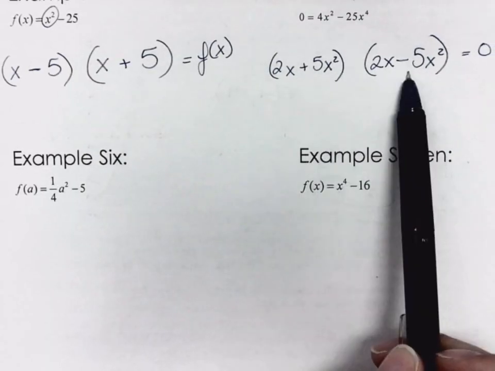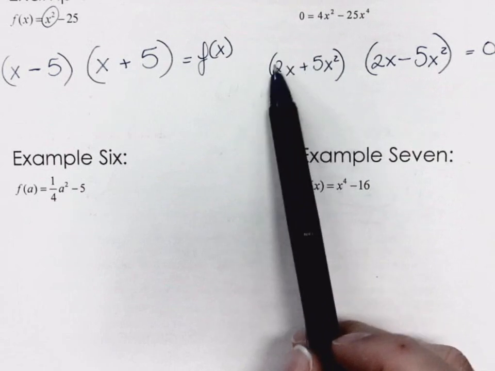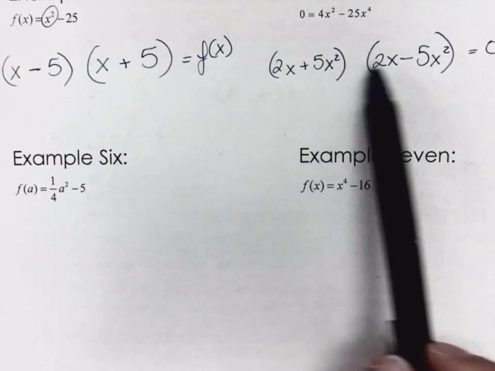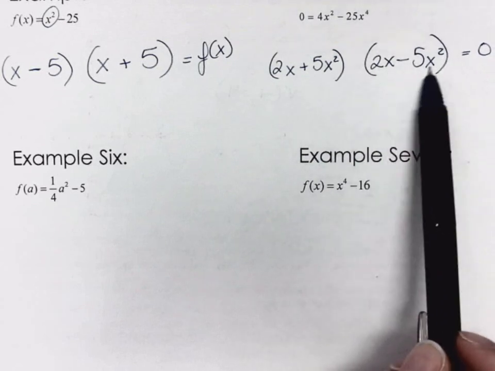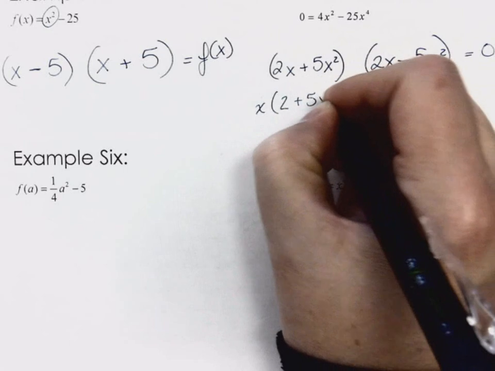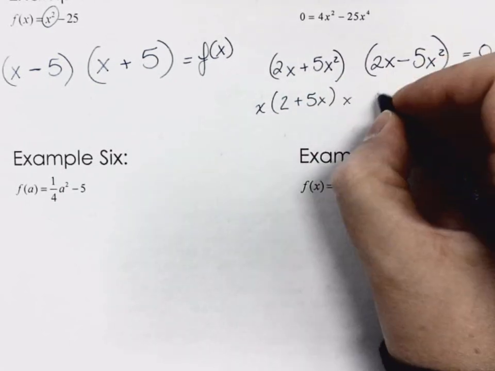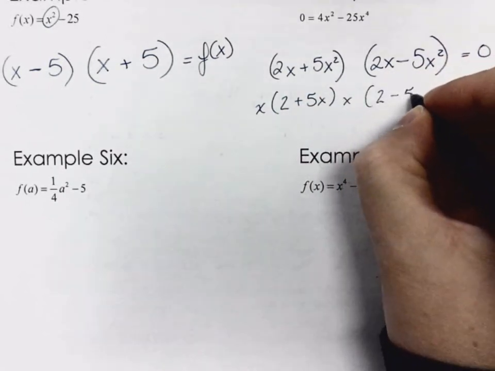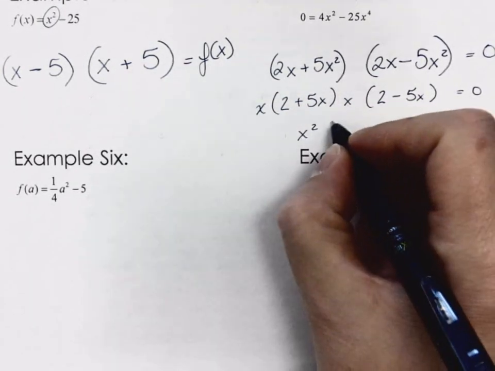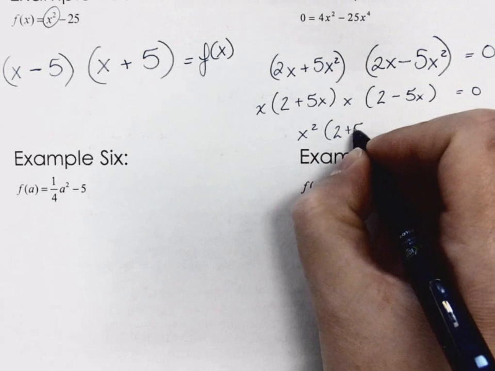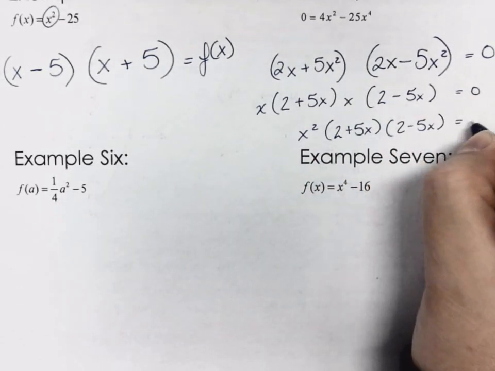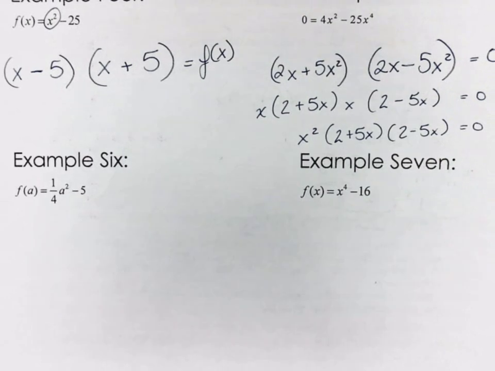This isn't fully factored. Because what can I take out of this one? If I look at that first binomial, what can I take out? An x, right? I can take out an x. What can I take out of here? Also an x. So if I took an x out of here, I'd be left with 2 plus 5x. And if I took an x out of here, I'd be left with 2 minus 5x. And that would be x squared, 2 plus 5x, 2 minus 5x equals 0. That's fully factored.